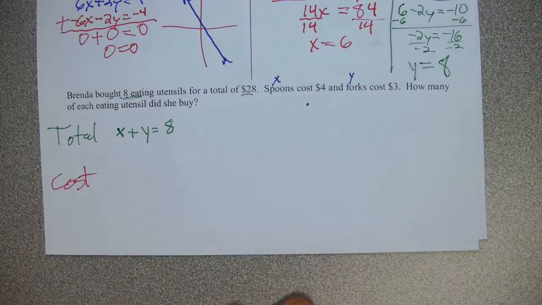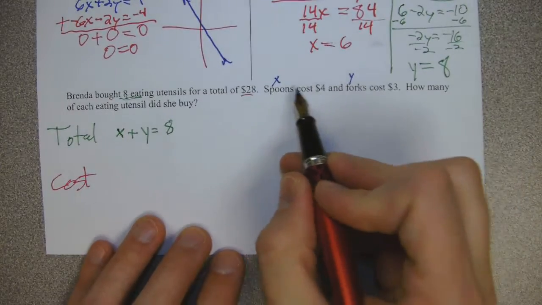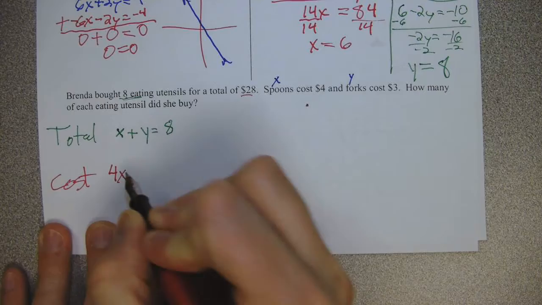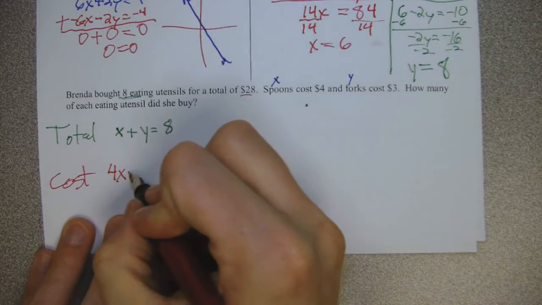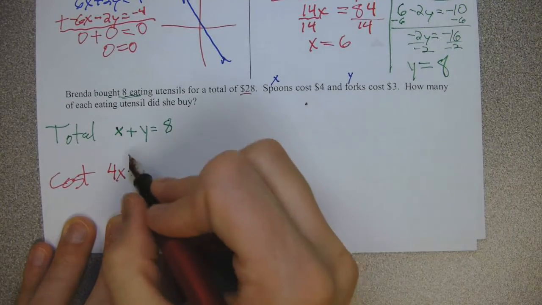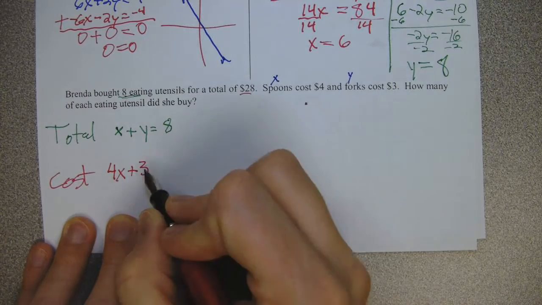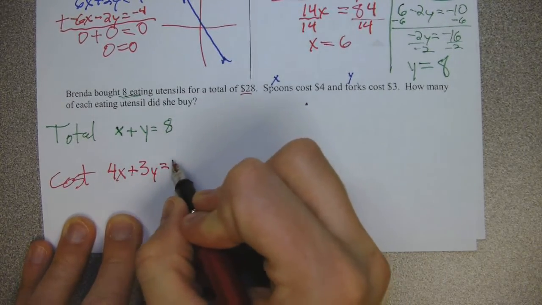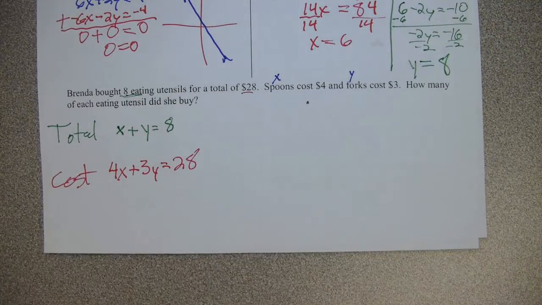Cool, there it is. All right, well, let's look at cost. We're told that each spoon is $4 each. So I could write this as 4 for every spoon, adding on 3 for every fork, for a grand total of $28. So there's my system.